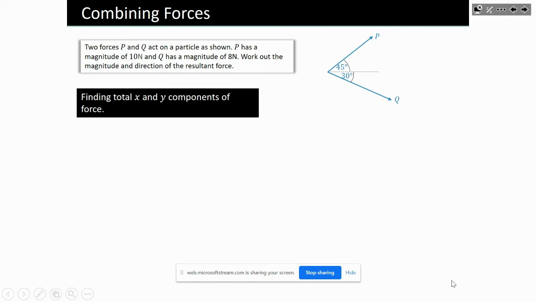The two forces P and Q act on a particle as shown. P has a magnitude of 10 newtons and Q has a magnitude of 8 newtons. Work out the magnitude and direction of the resultant force.